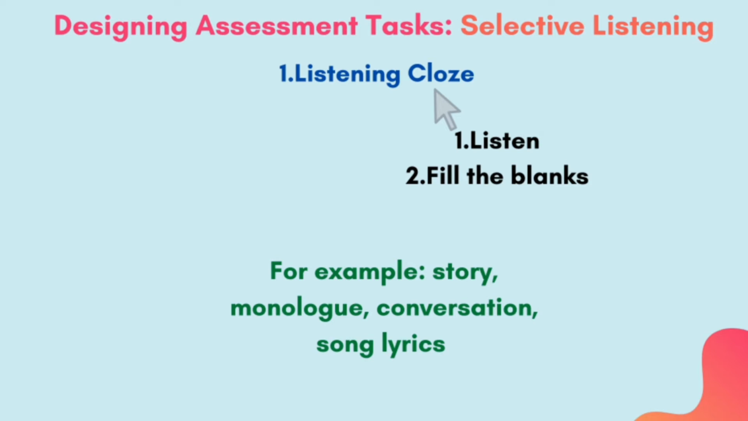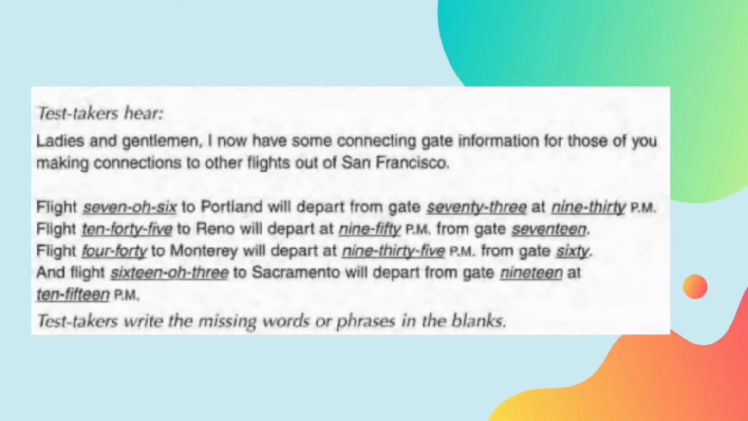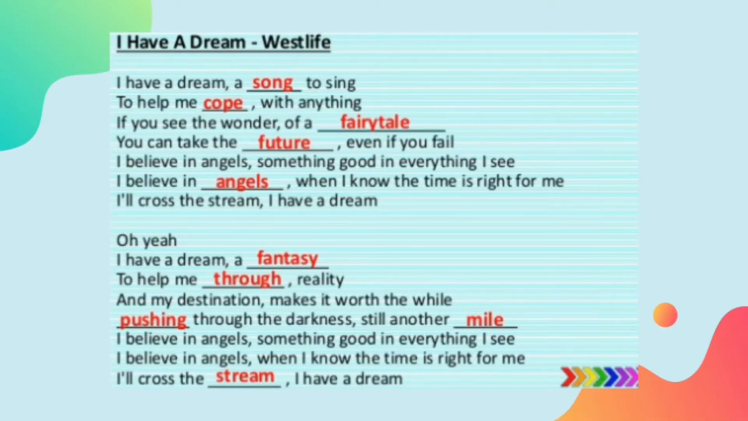This type requires us to listen to a story, monologue, conversation, or song lyrics and then read the written text in which selected words or phrases have been deleted. So these two are examples of listening cloze. We need to fill in the blanks with the correct words based on what we listen to.